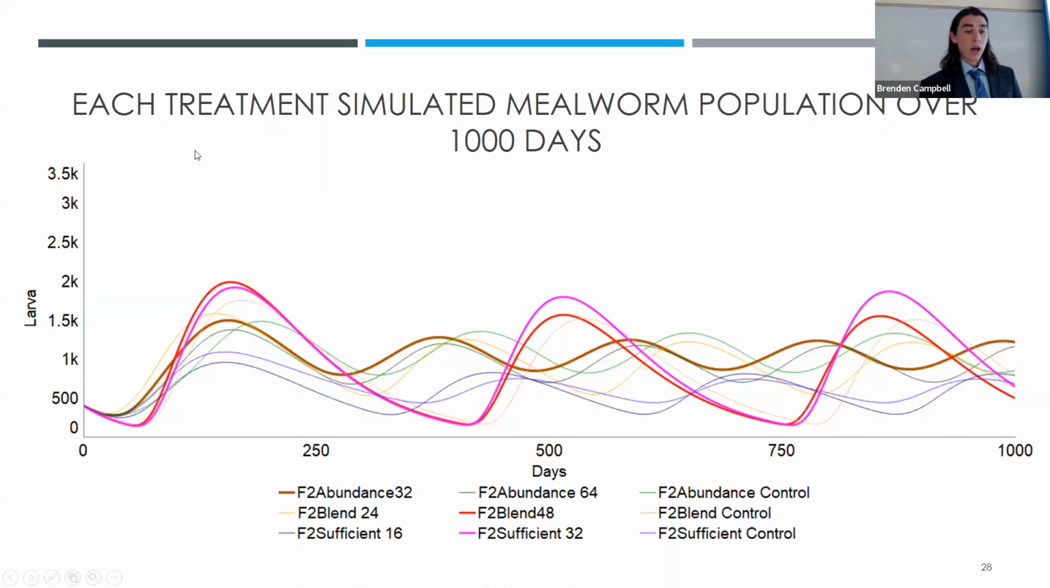So I'm going to point out abundance 32 here, which is this brown line as we go through, which has 5 oscillations or peaks and valleys. And then we have blend 48 and sufficient 32, which has 3 large peaks and valleys. So this population behavior can detail how many larvae are being harvested over a 1,000-day period.